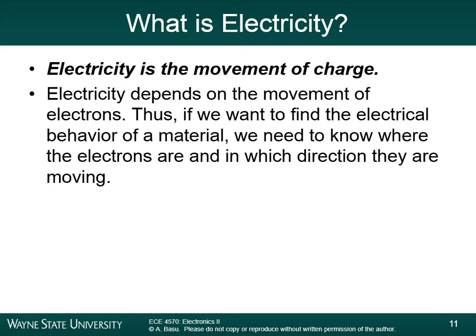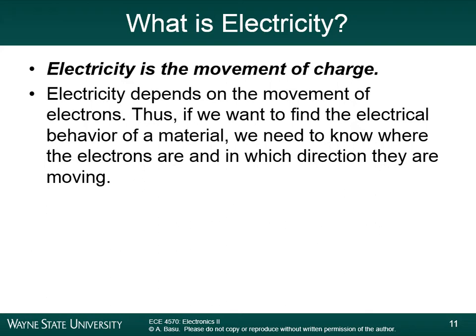So electricity generally behaves on the movement of electrons. What we're going to find out in semiconductors is that there is also something called the absence of electrons, which is called a hole. Okay, but the fundamental actual particle involved in electricity is electrons. Since electricity is a movement of electrons, if we want to find out the electrical behavior of a material, we have to start by knowing where the electrons are and in which direction they move.